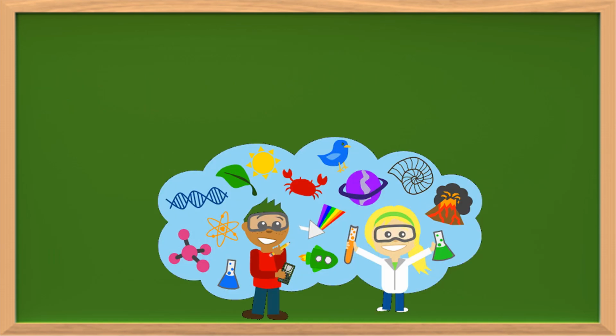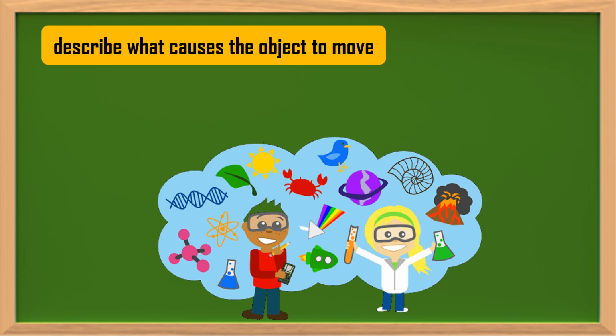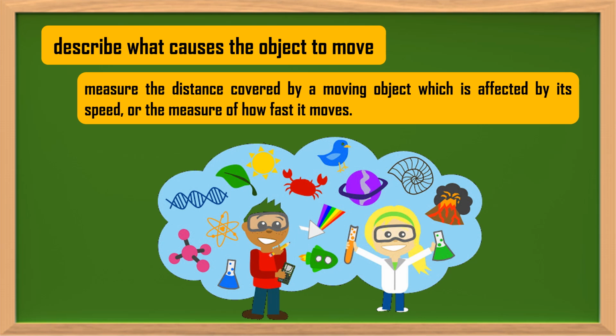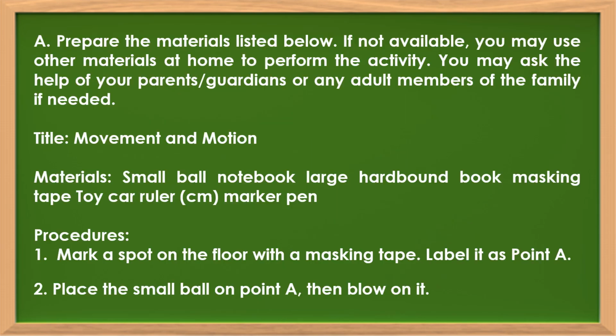The activities that you are going to perform will clearly describe what causes the object to move. Also, you will measure the distance covered by a moving object, which is affected by the speed or the measure of how fast it moves. Here is your first activity.